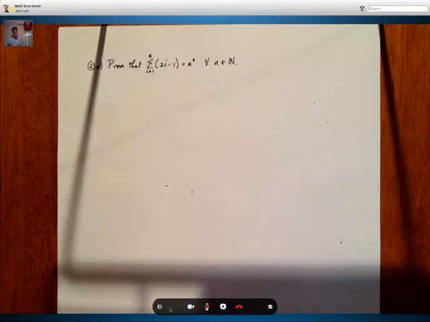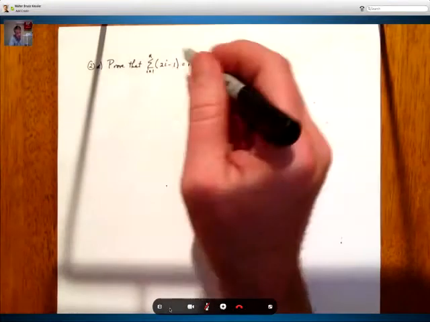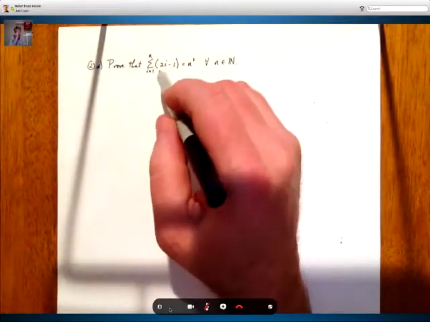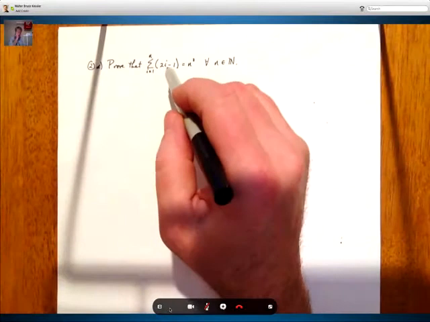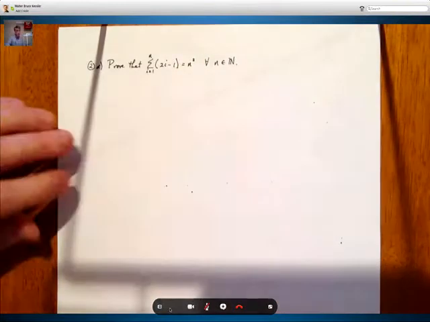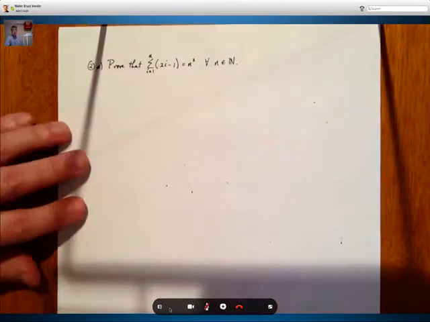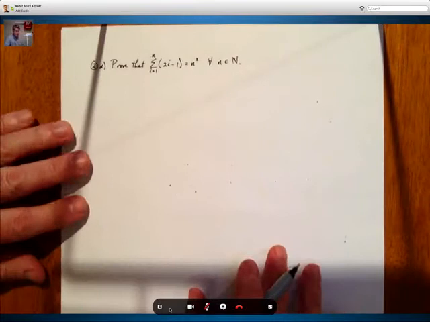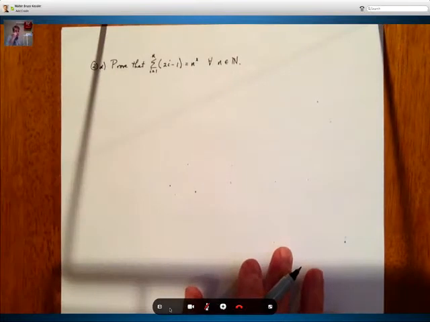Okay, so let's do problem D. And this is where we're adding up actually odd numbers. If you think about this, when i is 1, this is 2 minus 1, 1. When i is 2, this is 4 minus 1, 3. So we're adding up the first n positive odd numbers. And when you do that, you get n squared. It's kind of a neat idea.